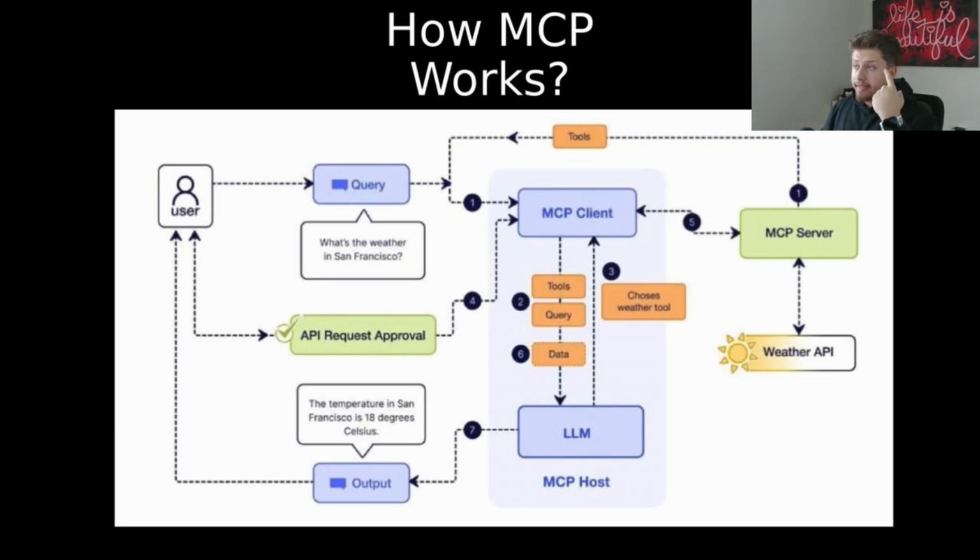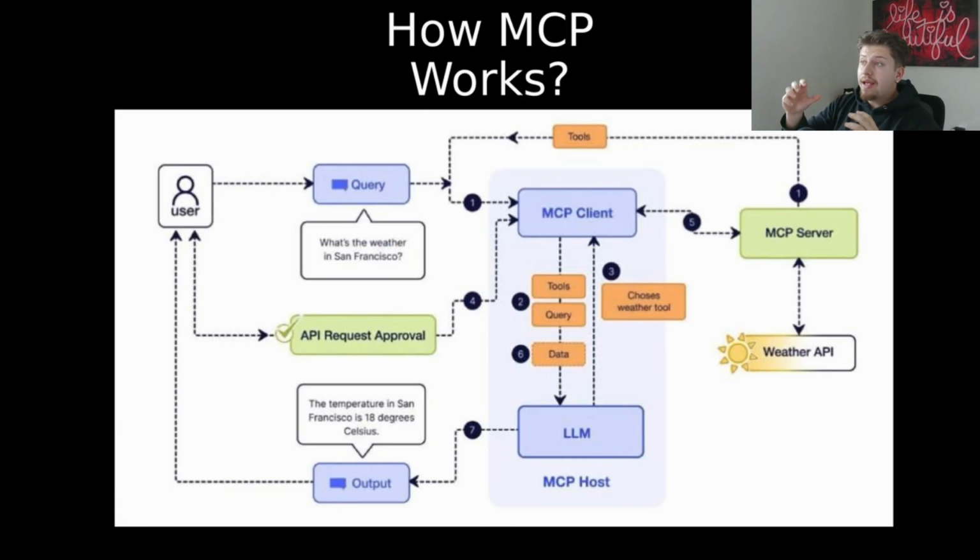Then it takes the query, and from the query, it goes to the large language model. Then your large language model chooses the weather tool that's going to be used. It sends that back to your MCP client, right? After that, your MCP client asks for approval, which your user needs to give for the API call. It's not going to directly take the action. You need to do some sort of approval.